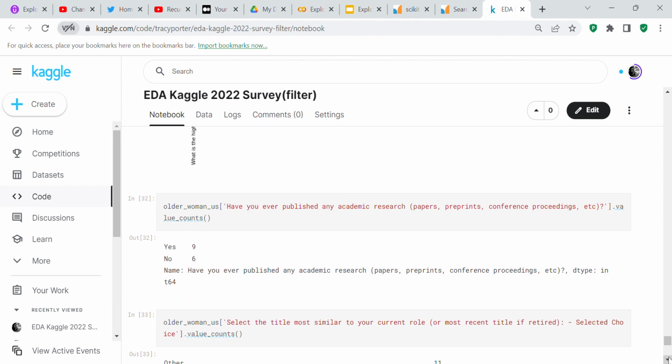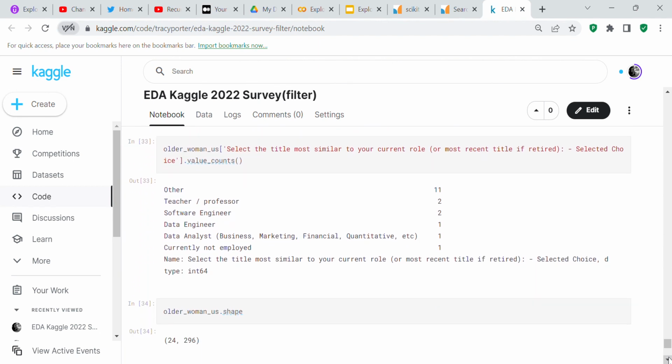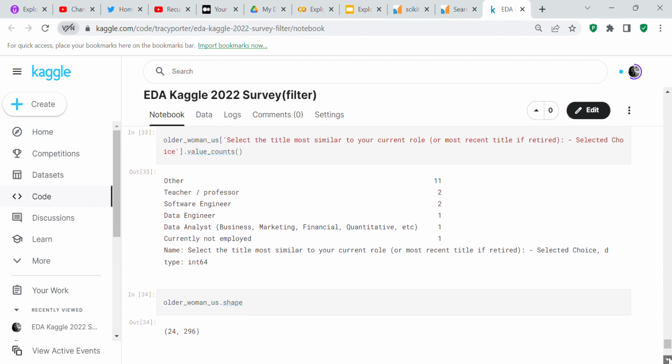And we wanted to see which women published academic papers. 9 women published academic papers and 6 women didn't, and I guess the rest was not applicable. Then we looked at the job titles or current roles of these women. Other was 11, teacher or professor was 2, software engineer was 2, data engineer was 1, data analyst was 1, and currently not employed was 1. So if you're a woman over 60 and you're unemployed, you're not in a very good situation.